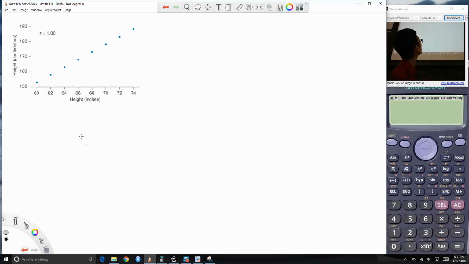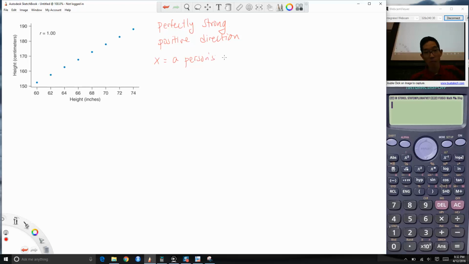Okay, so here r is equal to 1. We have a perfectly straight line. The strength is strong. Okay, so perfect strength, perfectly strong. And it's positive direction. What is x? X is a person's height in inches. And then y is the same person's height measured in centimeters.